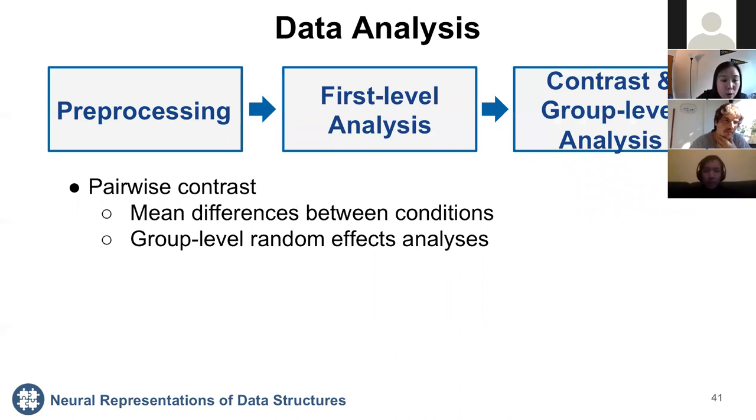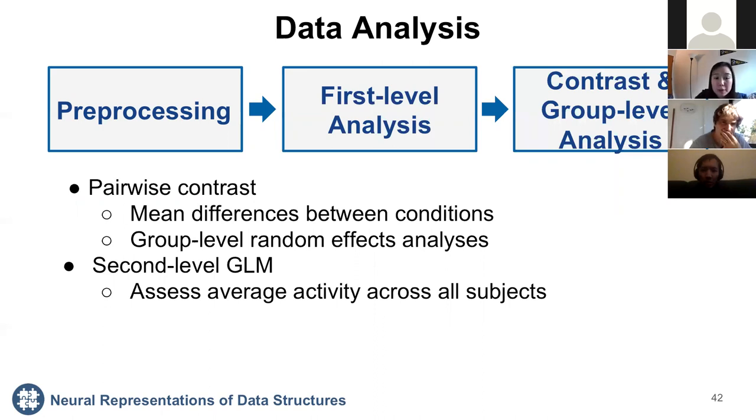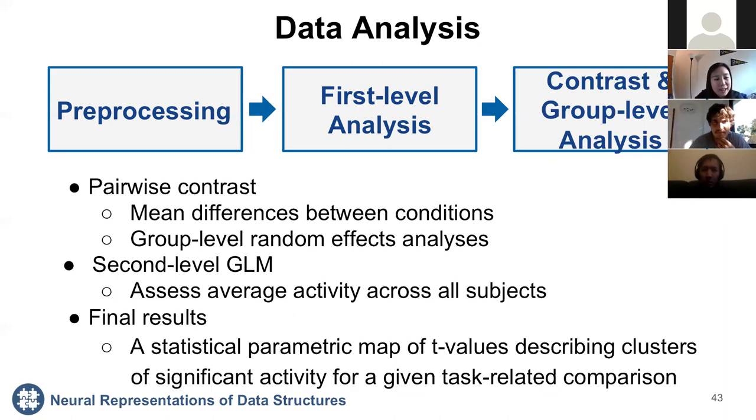In the last step, we conduct the contrast and the group level analysis. So we first compute a pairwise contrast to determine the mean differences in brain activity between experiment conditions on the first level models. Then we apply a group level analysis with the second level GLM to assess average activity across all participants. The final result of this entire data analysis is a statistical parametric map of T values describing clusters of significant activity for a given task-related comparison.